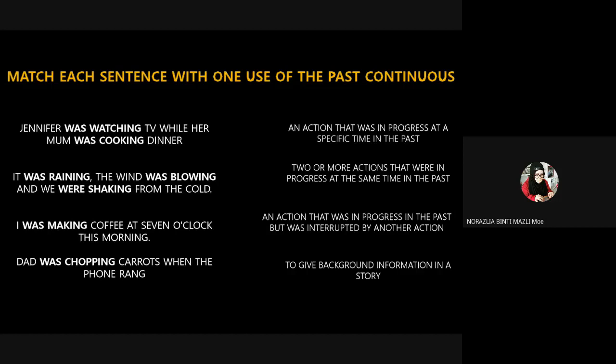Yes, Muiz. Do you have any question? Tak ada. Okay, yeah. So this one, match each sentence with one use of the past continuous. Okay, you have 1 minute to do this one. You have to think about it, yeah. For example, here, Jennifer was watching TV. Her mom was cooking. So which one? Is it the first one, specific time? Is it to give background information? Think about this one. You have 1 minute. 1 minute to think of the answer. I will ask you later.